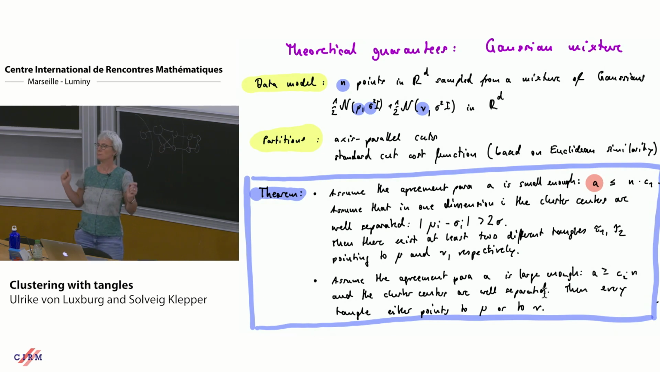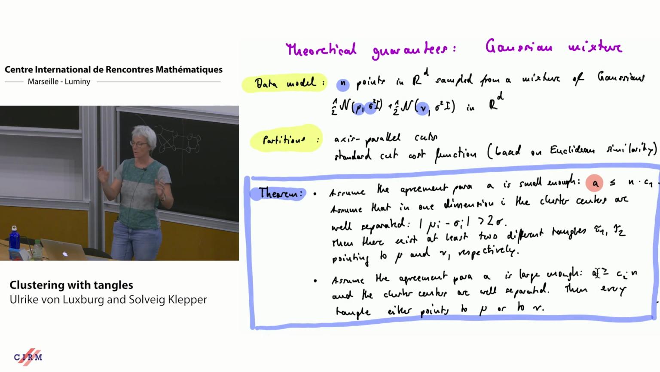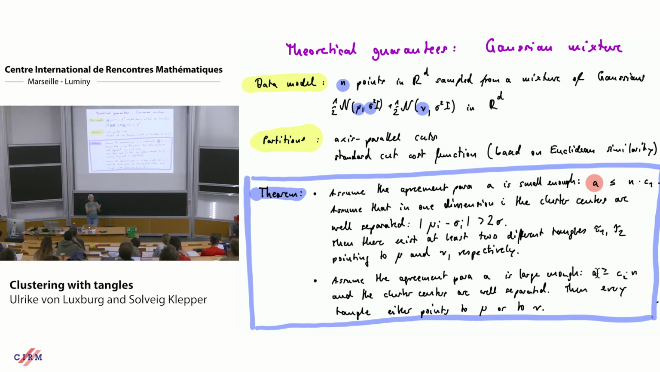And we need to have the agreement parameter large enough, because if it's really small, then you might discover a bit of noise clusters, but as soon as A is large enough, these noise clusters would go away and you just see the right clusters. Okay? So again, this is not tight, but it's a proof of concept that tangles would do what you want them to do.